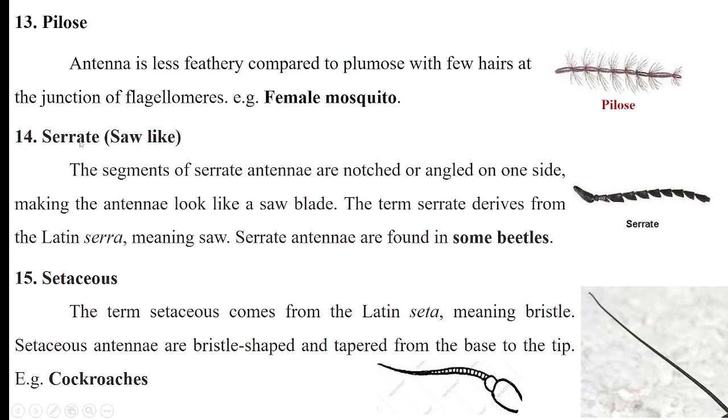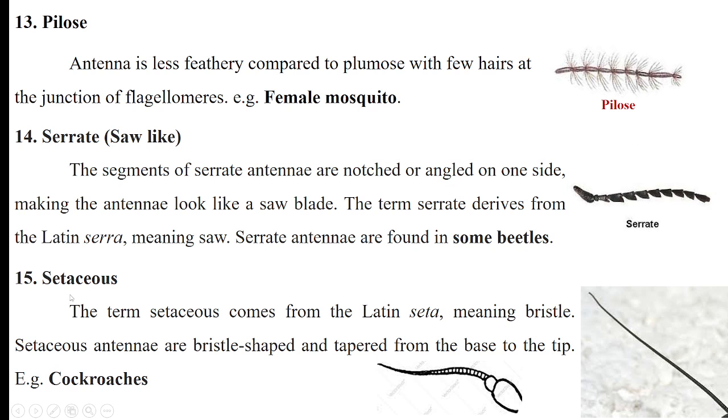Then the next one is serrate type of antennae. It is also called saw-like antennae. So here you can see these antennal segments give projections on one side, giving this antennae a saw-like structure. Hence this type of antennae is called saw-like antennae.